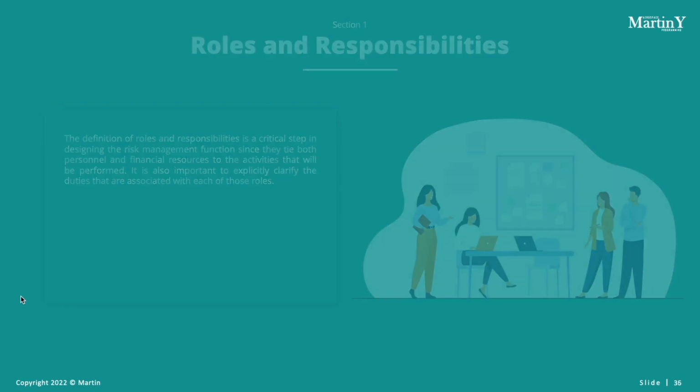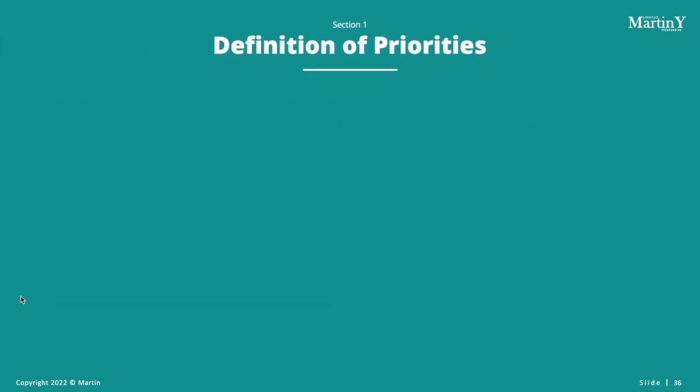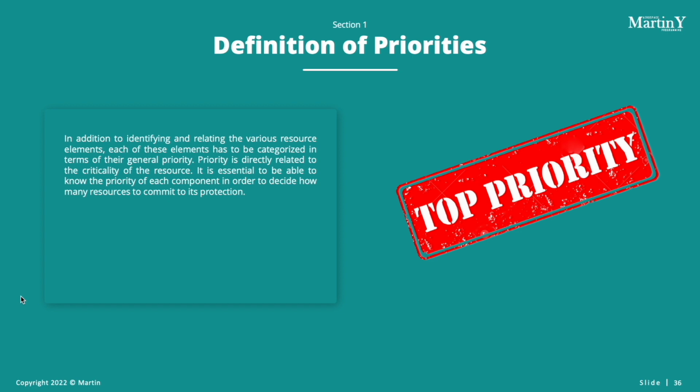So after you do that, then it would be time to define your priorities, and this is very important. So each of the resource elements has to be categorized in terms of their general priority. So priority is directly related to the criticality of the resources. It is essential to be able to know the priority of each component in order to decide how many resources to commit to the protection of that component.